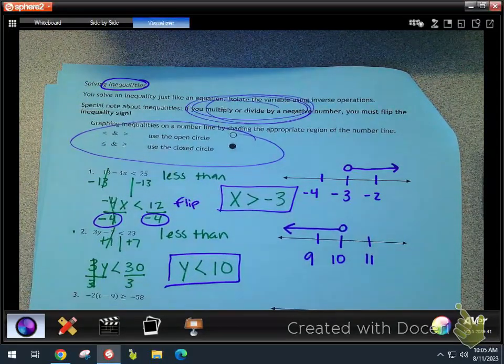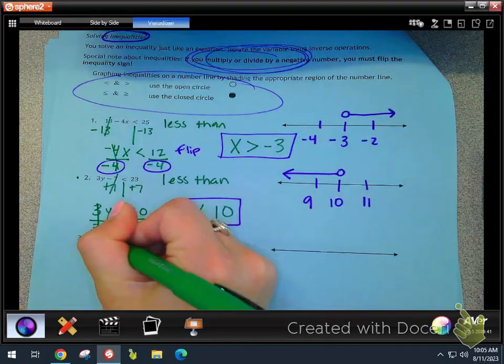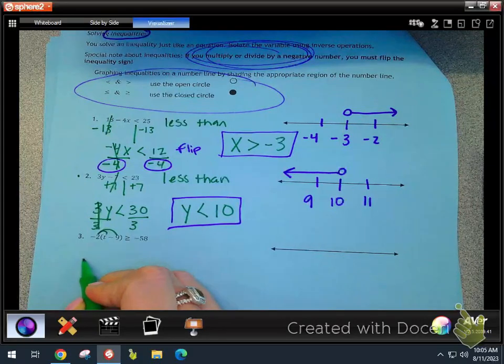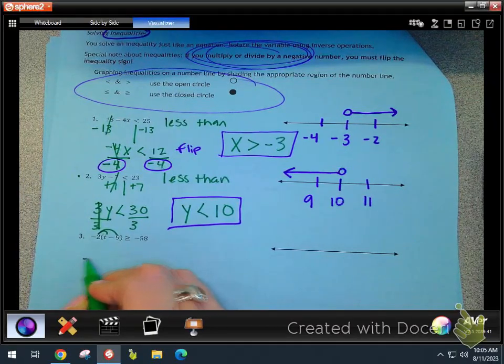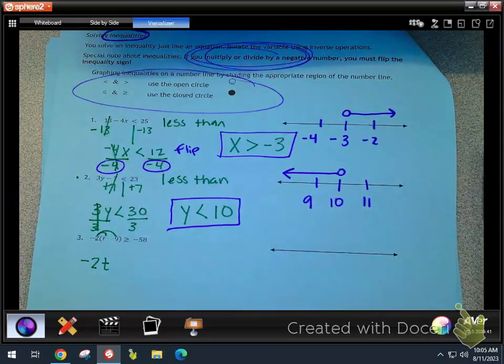All right, you guys think you can try 3? Challenge problem? You know what to do first? I'll get you started on step 1. When we got a number in front of parentheses, what's our thought? Distribute. We practiced this last time. Negative 2 times t is? Negative 2t. Give your t a little curly so it doesn't look like a plus sign.